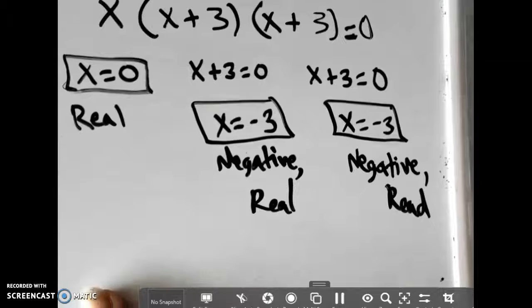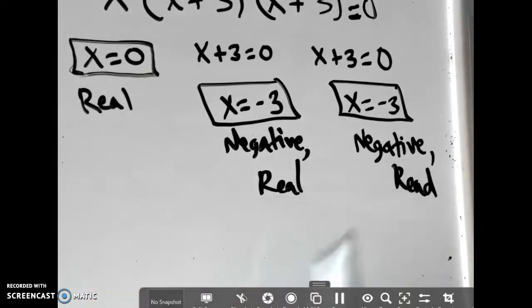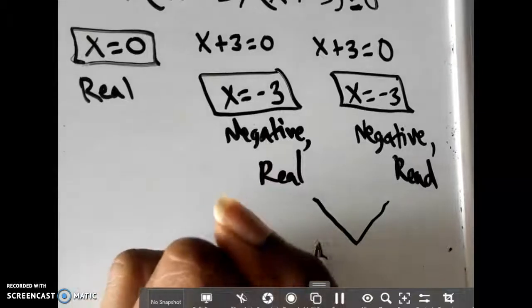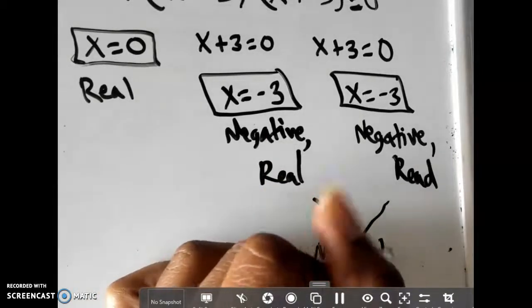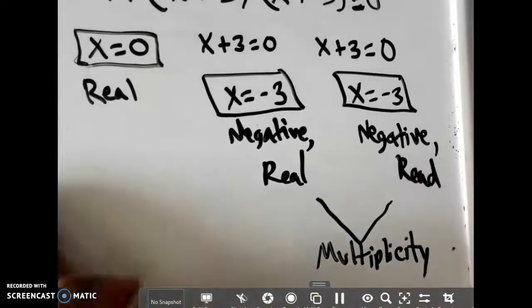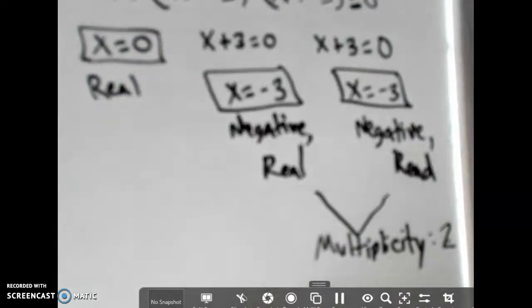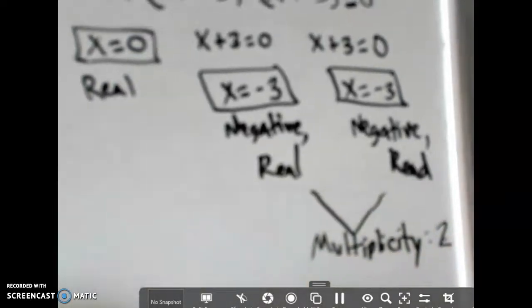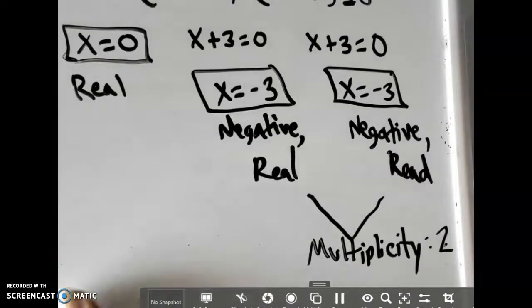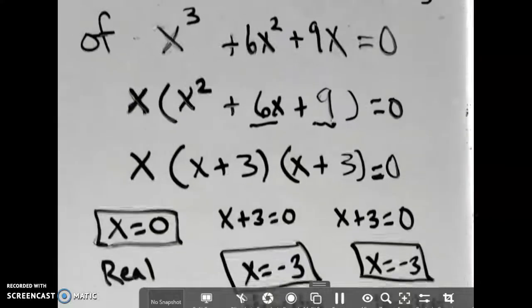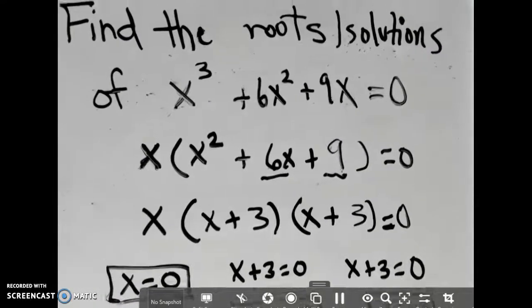And so we have an interesting new concept here that happens when you have a root that gets repeated. We have a name for this called multiplicity. So what we say is the root negative 3 has a multiplicity of 2, because that's how many times we would get that root if we solve the factors for x. So we have all real roots here, one negative and one neutral, so to speak.